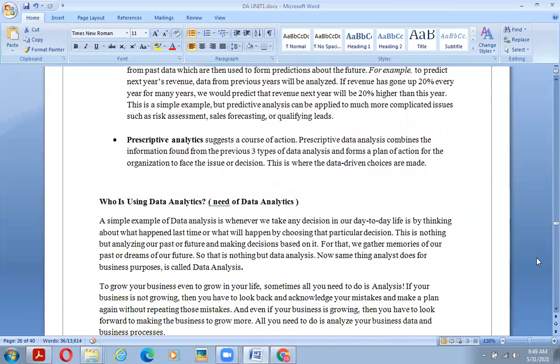The next type is prescriptive analytics, which suggests a course of action. Prescriptive data analytics is more complex than all three. Prescriptive data analysis combines the information from the previous three types of data analysis and forms a plan of action for the organization to face the issue or decision. This is where the data-driven choices are made. So this is an introduction to the four types of data analytics.